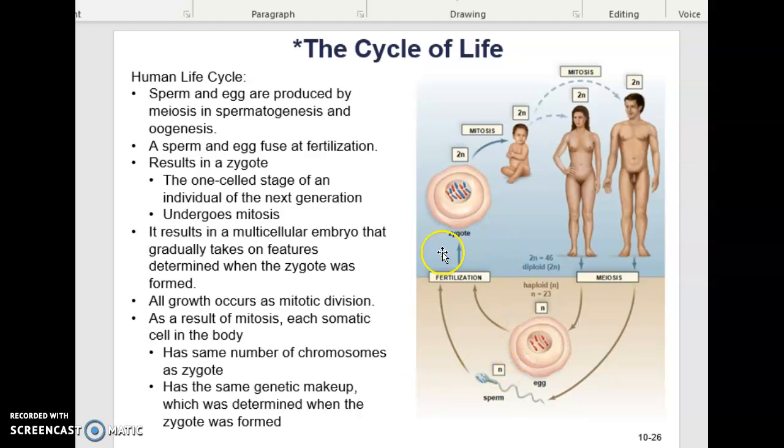Okay, so just to recap what I talked about in the last video, here's an adult. We're going to look at an adult, and the adult is diploid. Both the mom and the dad are going to be diploid cells. However, in certain parts of their body, they're going to undergo meiosis to produce sex cells. So we'll have haploid sex cells produced by meiosis. Sex cells are produced by meiosis.